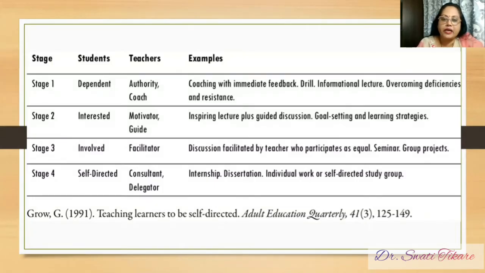Stage two of becoming a self-directed learner is where the student becomes interested. Once the student becomes interested, the teacher takes a little backseat and becomes a motivator and guide. For example, this could be a small guided group discussion. There may be goal setting done by the teacher, but the student gets involved. The third stage is where the students themselves are involved in trying to find a solution to a problem. The teacher is there only to facilitate.